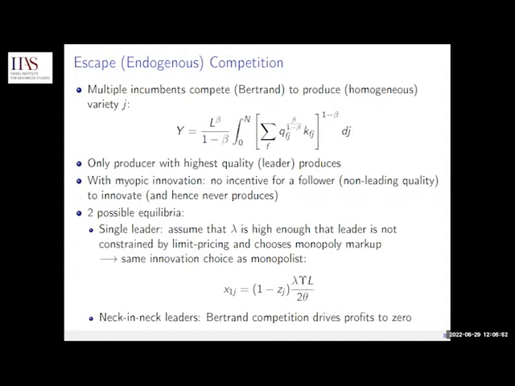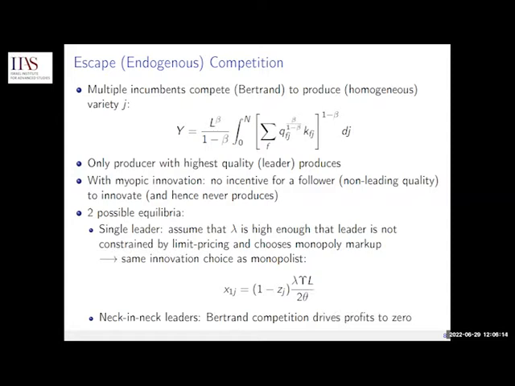Okay, so two possible equilibria here. You can have a single leader, in which case we're basically back to the innovation case that I showed you before with a monopolist, right? So nothing has changed. There's no risk of that leader being taken over by the follower in this case, because the follower isn't going to innovate.